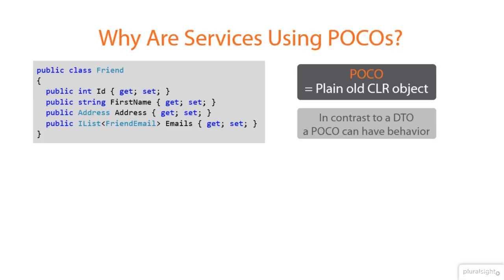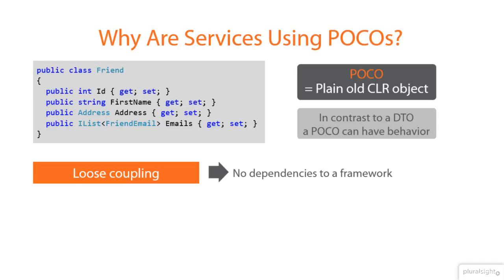A POCO just means that you have loose coupling. You don't have any dependencies to a framework, like for example an entity base class like it's often used with object relational mappers. This loose coupling also allows you to write simpler tests as there are no dependencies to a framework.